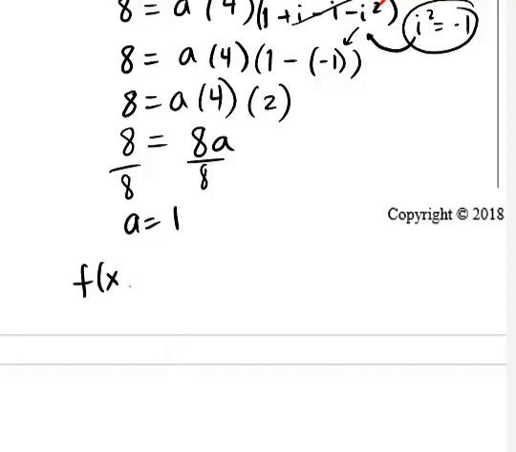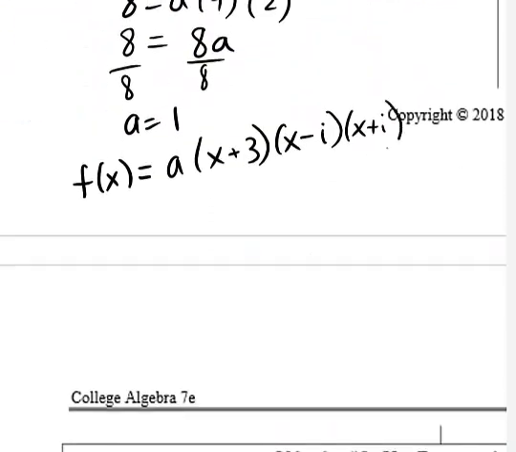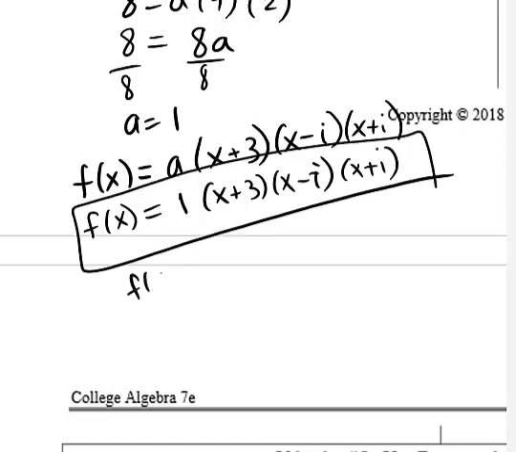Alright, now I can finally fill that in, because we said f of x is a times x minus 3, x minus i, x plus i. Oh wait, was it plus 3 or minus 3? Plus 3. But now that we know a, we can fill it in. f of x equals a, which is 1, times x plus 3, x minus i, x plus i. There's my answer.